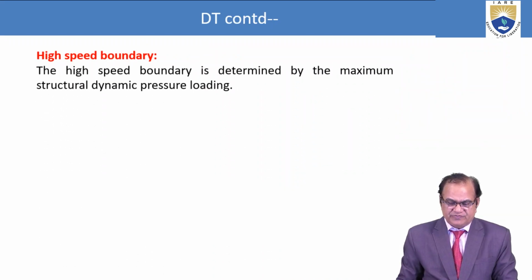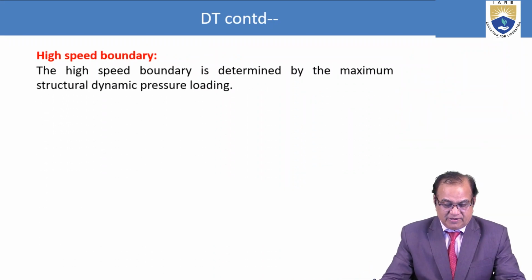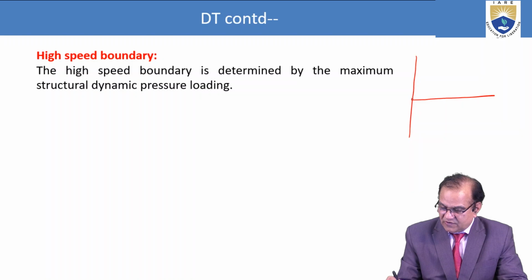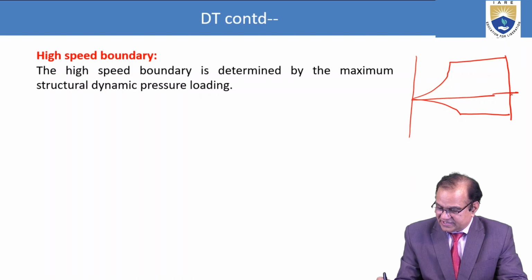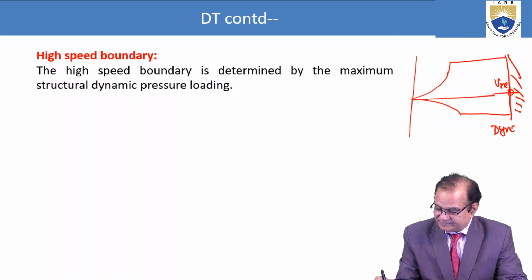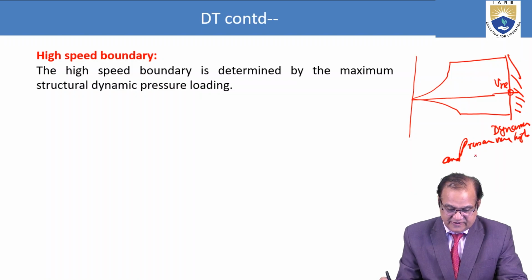High speed boundary. The high speed boundary is determined by the maximum structural dynamic pressure loading. So if you see here, we have made this limit. This is the VNE, never exceed speed. Here the dynamic pressure will be very high, and structural failures may happen.